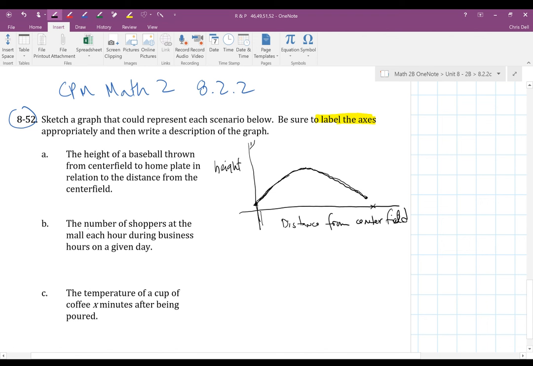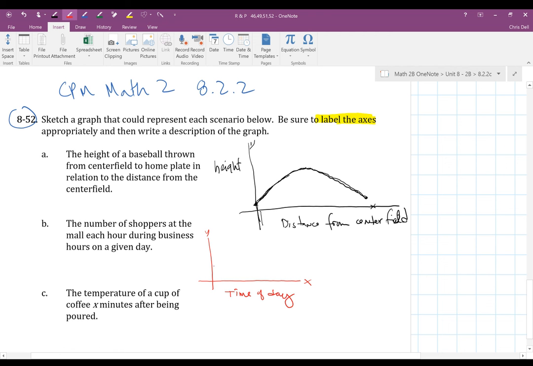All right, B. So then the number of shoppers at the mall each hour during business hours on a given day. So what would that look like? If I'm going to sketch a graph here for this one, once again, this will be my y-axis, and then this is my x. So the number of shoppers based on time, right? Time usually falls on your horizontal axis, time of day.